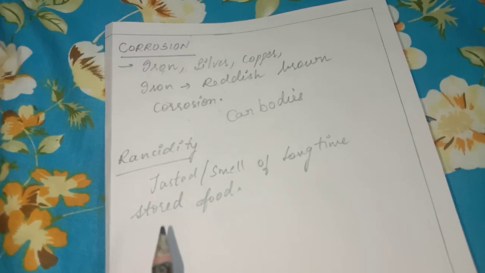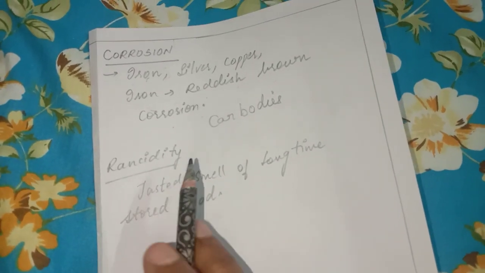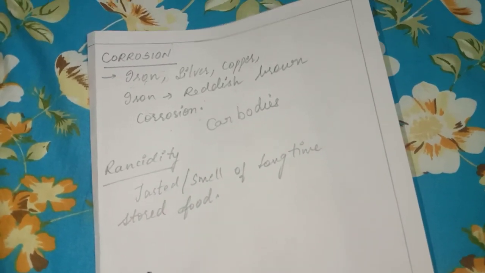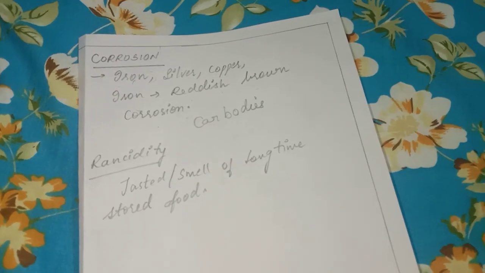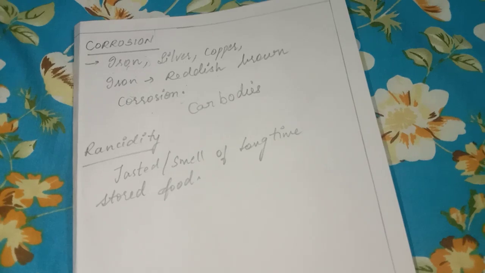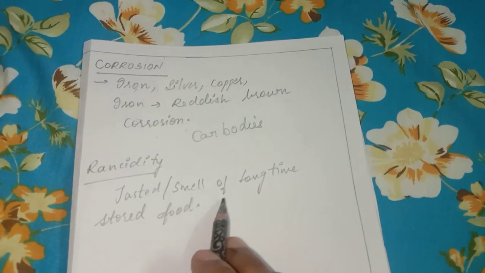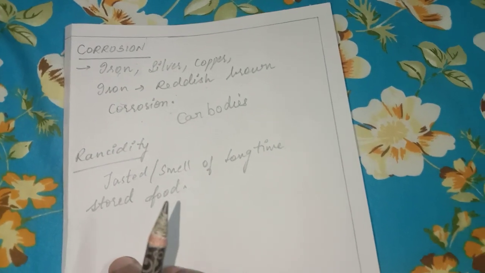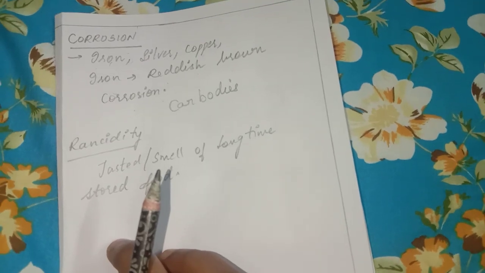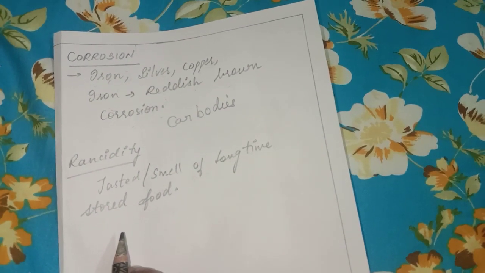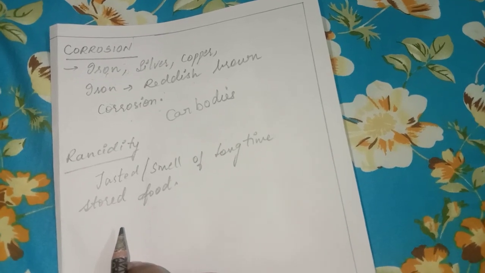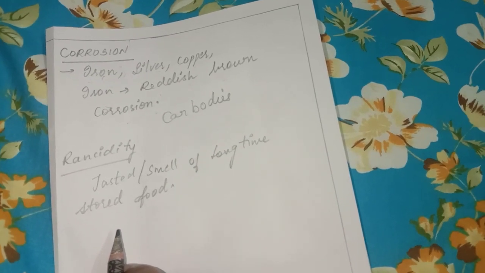The next one is rancidity. What do you mean by rancidity, children? If you have tasted food that has been left over for a long time, the taste changes. The change in taste or smell of long-stored food is what we call rancidity. When fats and oils are oxidized and exposed, they become rancid, they smell, and the taste changes.